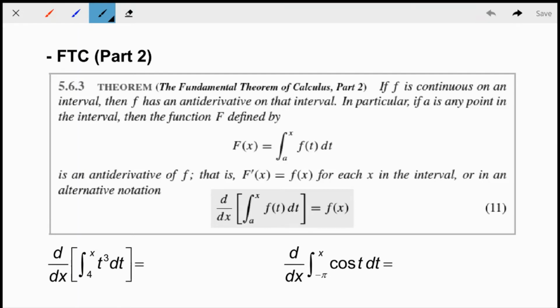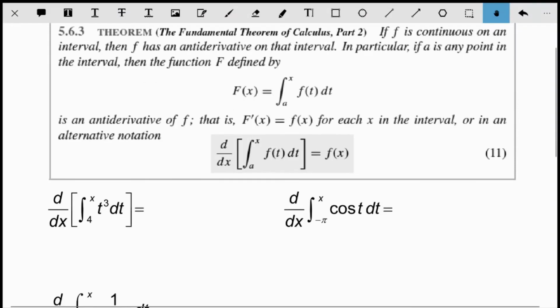Okay, so what this essentially says is that if I take the derivative of an integral, I'm going to get essentially what I started with. I'm undoing the operation that I'm doing. So it's like adding 2 and then subtracting 2, or multiplying by 10 and then dividing by 10.